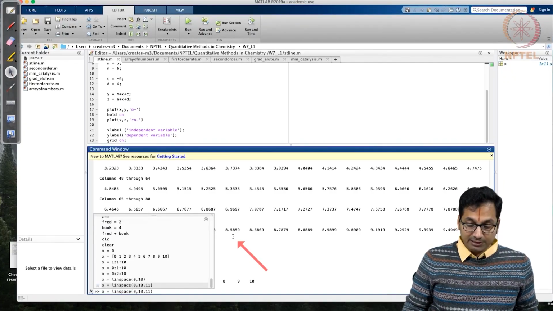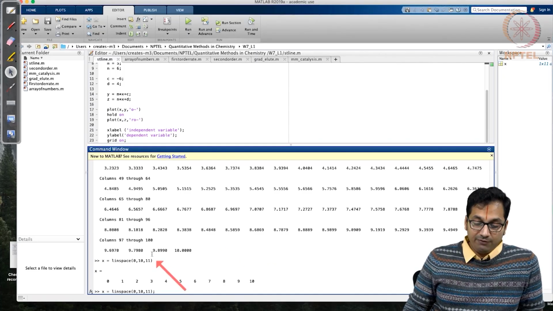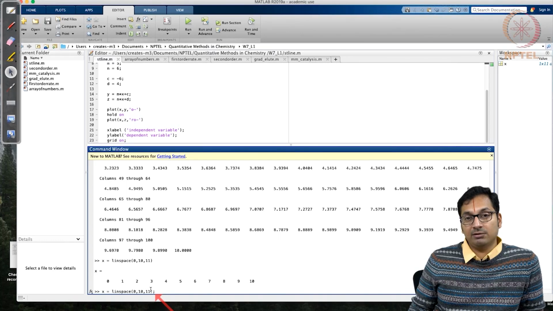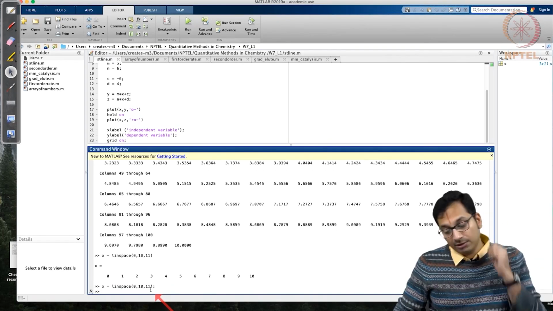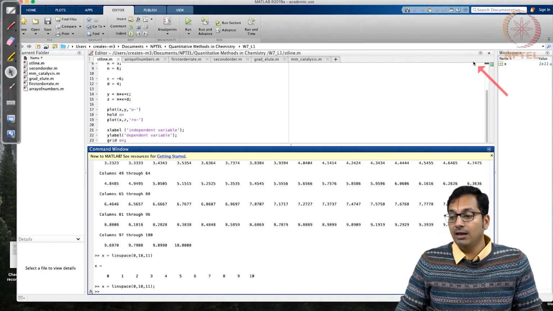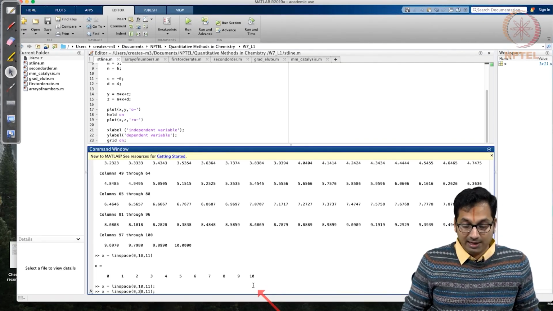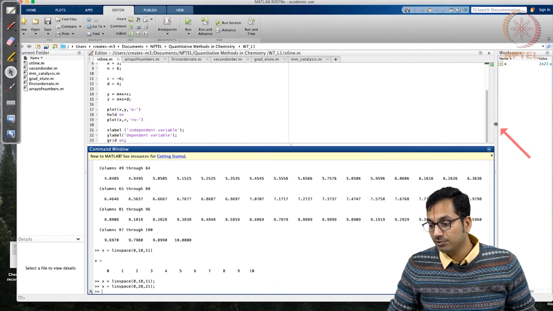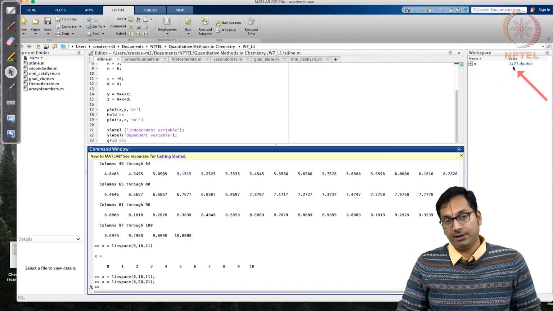And there is one thing we can do here: instead of displaying every value that comes, if you use a semicolon, it does not display the values generated for this variable x. So now if you hit enter, you realize that these numbers are not printed, and of course the workspace has created the variable here. Just for the sake of understanding, you can add between 0 and 20 and generate 21 numbers. Then you see that x is a 1 by 21 matrix.